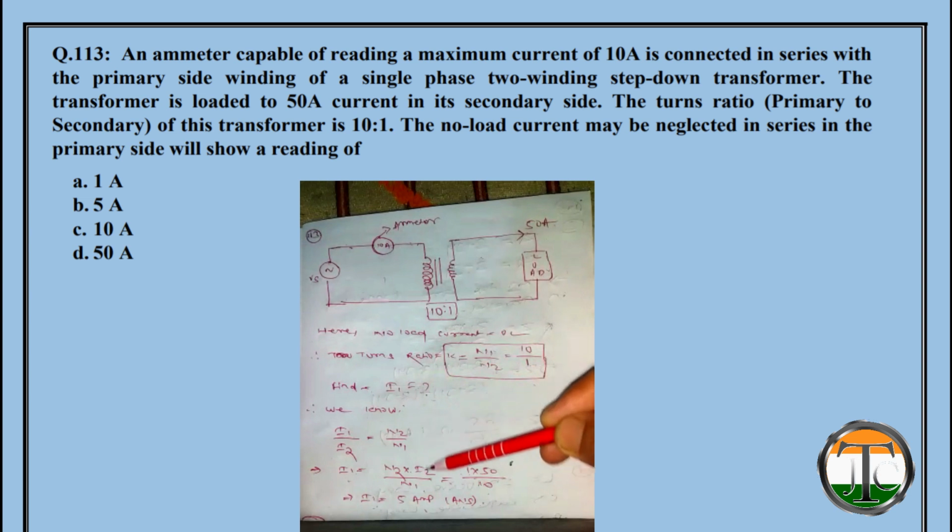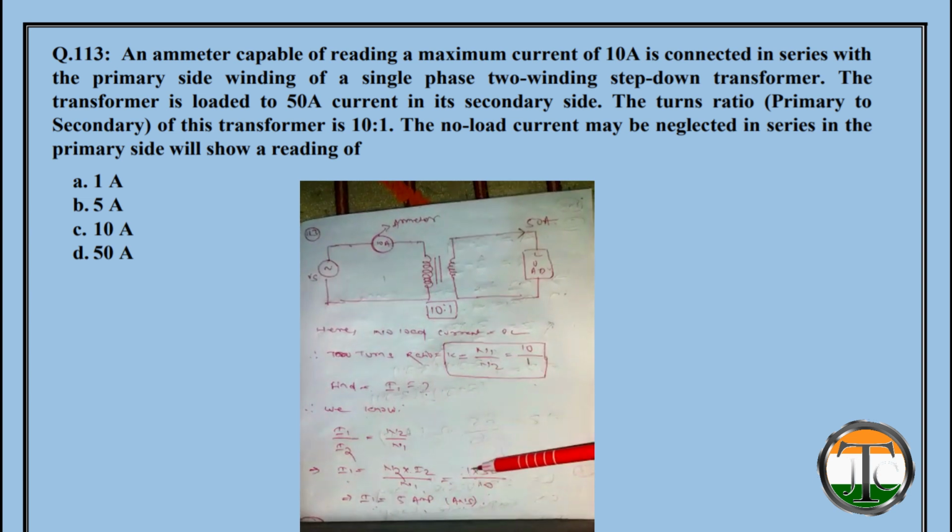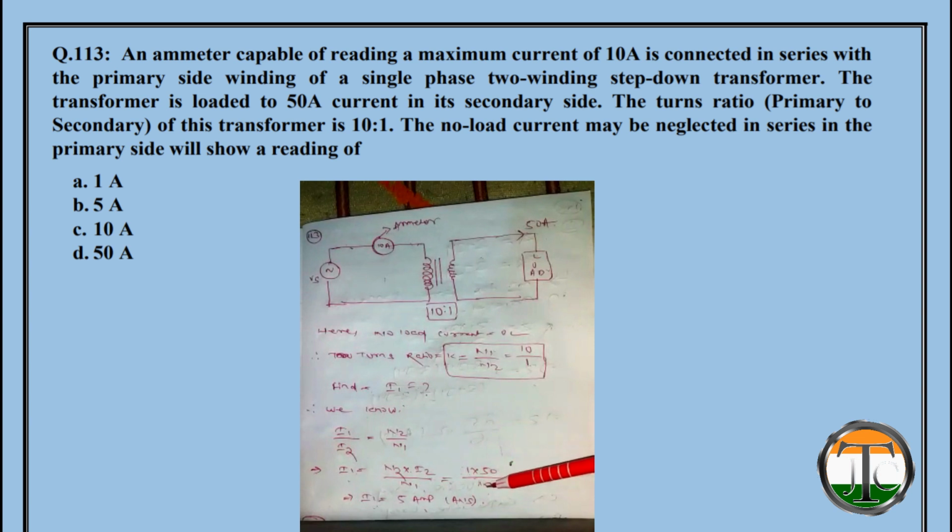I1 is equal to N2 into I2 by N1, that is 1 into 50 by 10. We easily put the value of N2, I2 and N1, and after that I1 is equal to 5 ampere. So option B is the right answer, that is 5 ampere. So primary current how much? That is 5 ampere. Option B is the right answer.